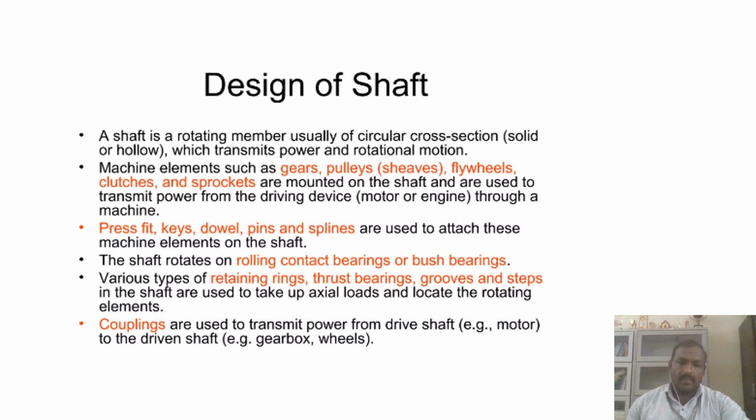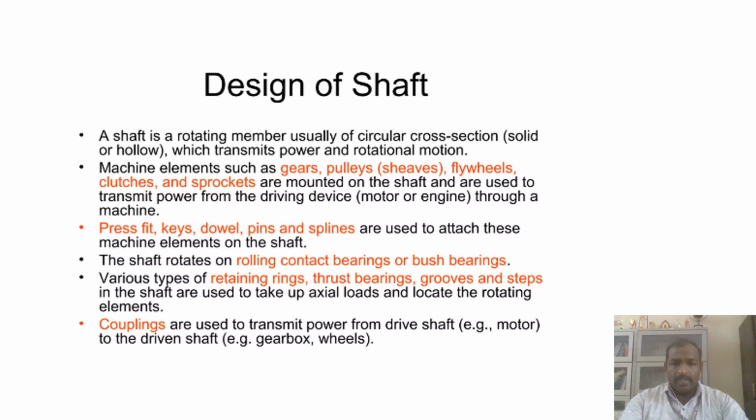First, you see about the design of shaft. Already I told the shaft is a rotating member, usually of circular cross section. It may be solid or hollow, whatever it may be. It transmits power and rotational motion also. Machine elements such as gears, pulleys, flywheels, and clutches are mounted on the shaft and are used to transmit power from the driving device through a machine.